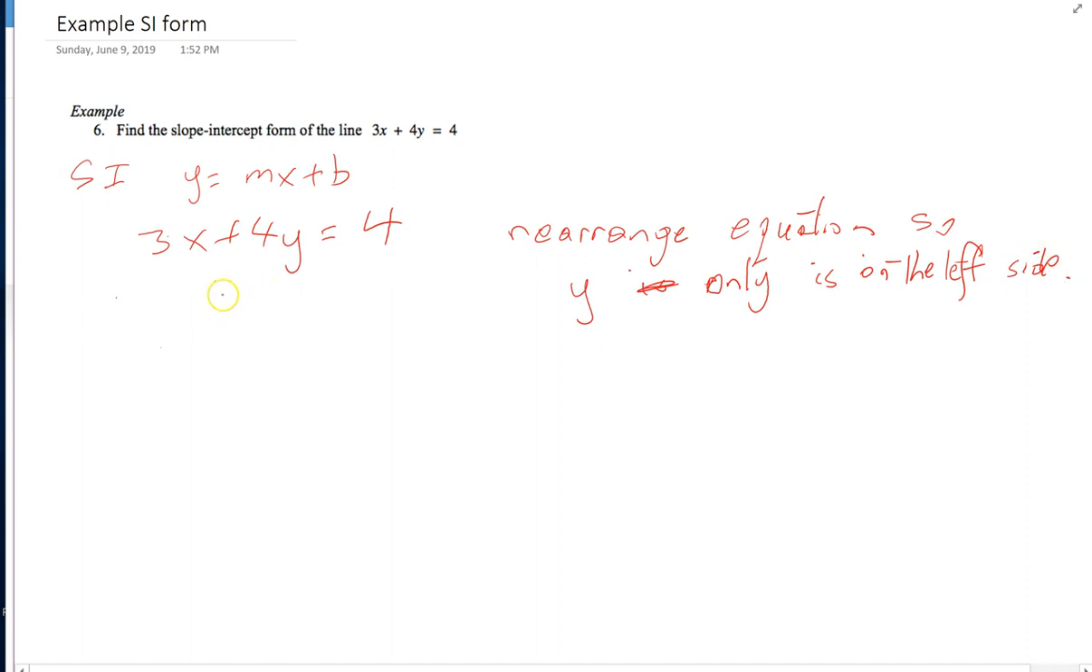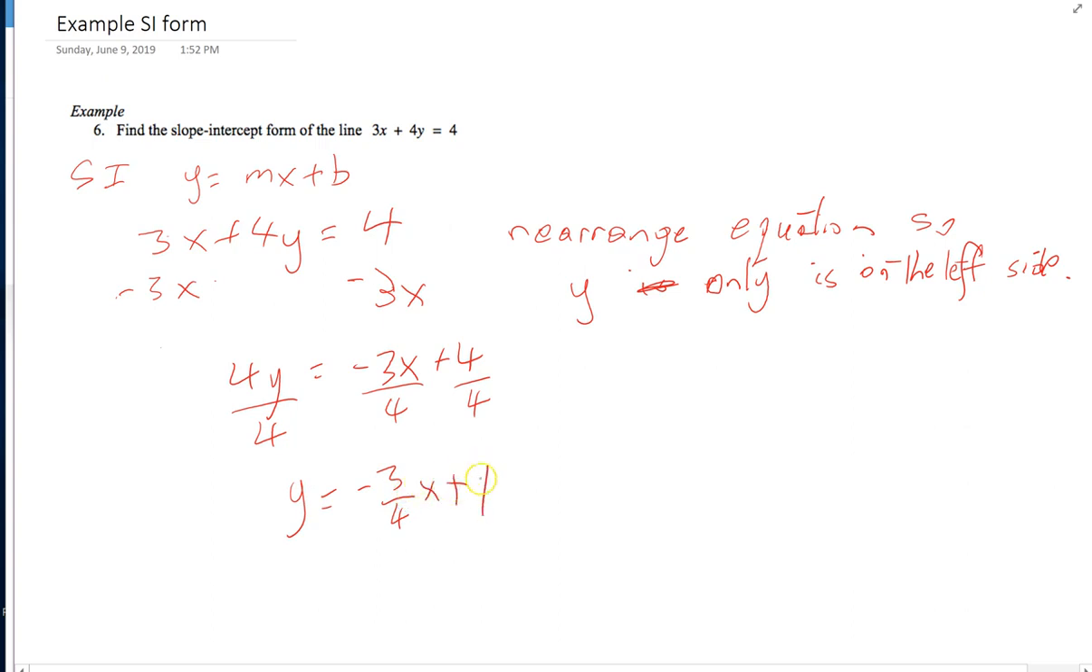Okay, so we subtract 3x from both sides. 4y is equal to negative 3x plus 4. And we divide both sides by 4. So it's just a bunch of algebra. We have y is equal to negative 3/4 x plus 1, right? And that is your answer for writing the line in slope-intercept form or SI form, okay?